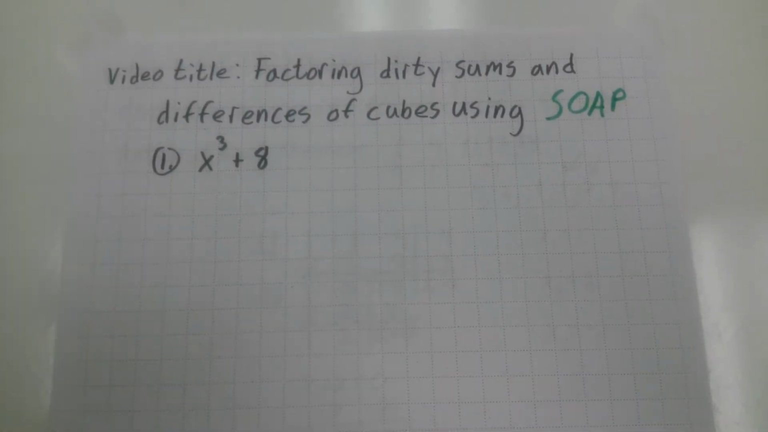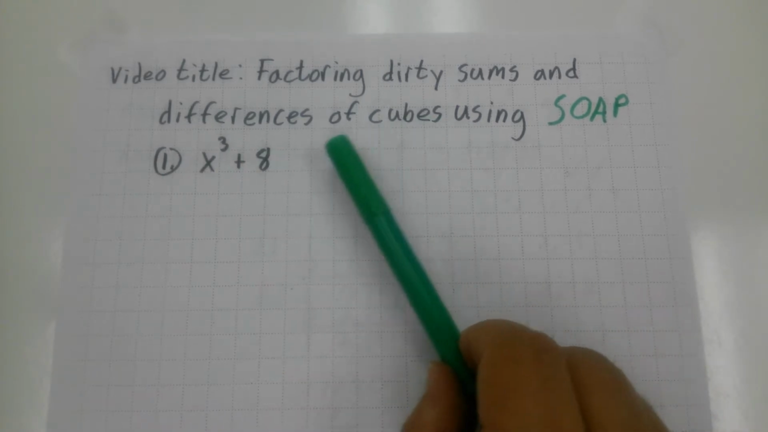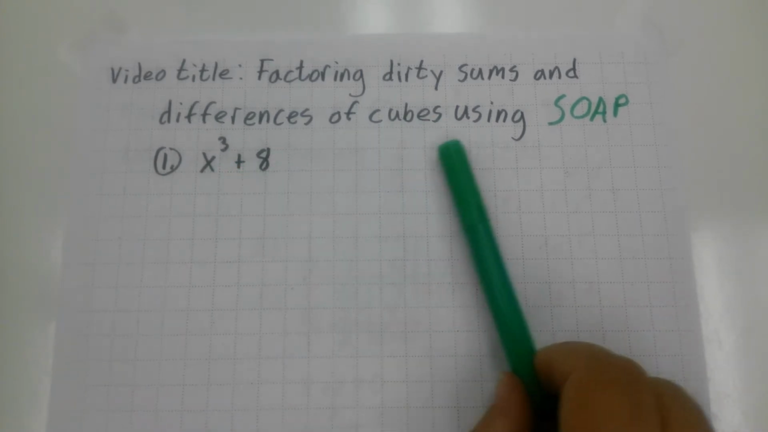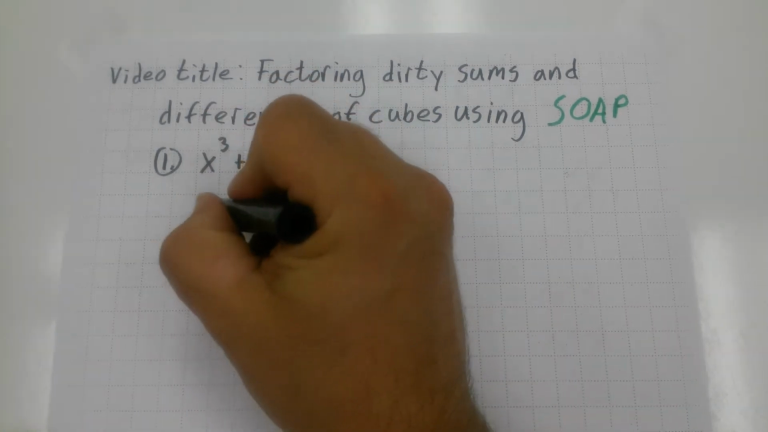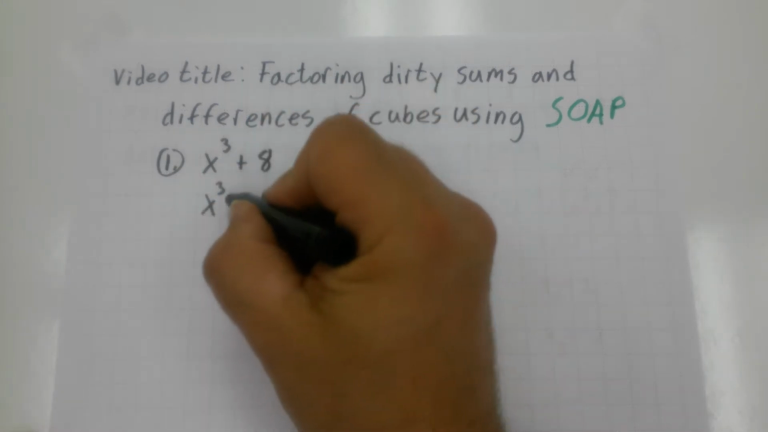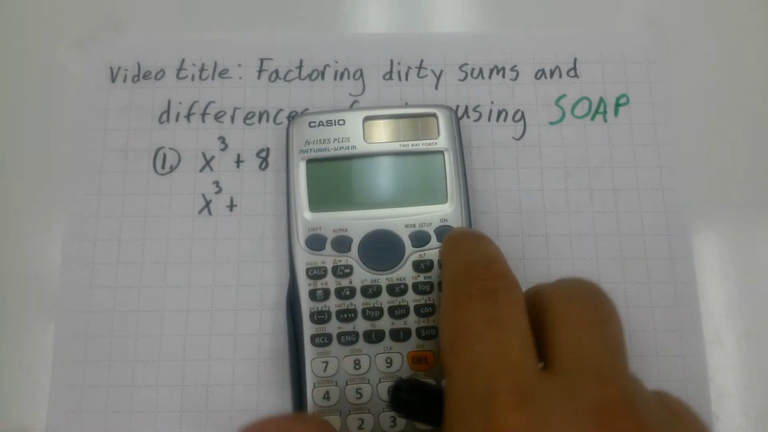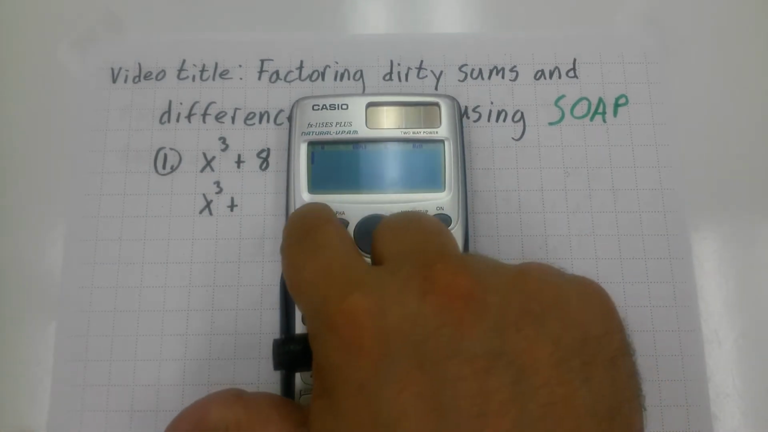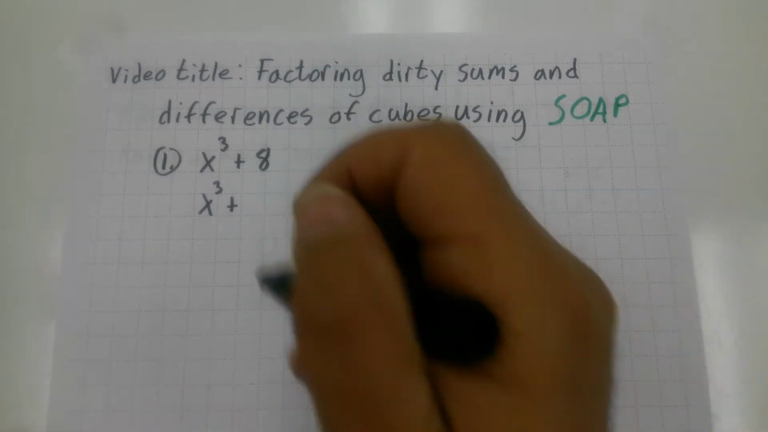Hello. What I'd like to do here in this video is factor sums and differences of cubes. That's a sum of two cubes using a method called SOAP. The first thing I'd like to do is rewrite this as the sum of two cubes. So I'm going to write this as x cubed, and the cube root of 8 is going to give me 2. So 2 cubed equals 8.